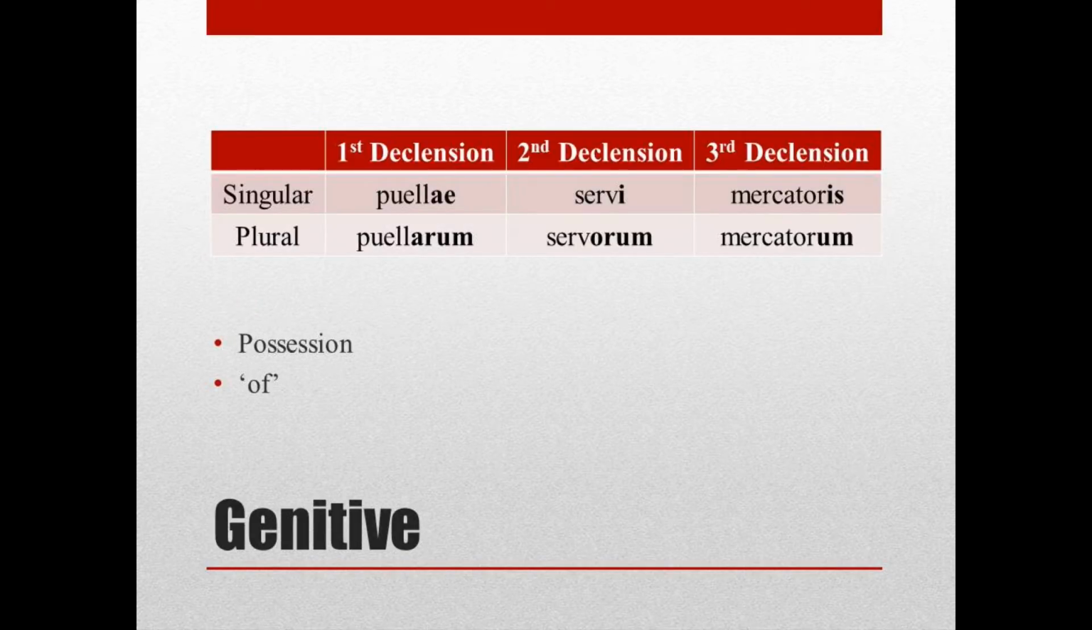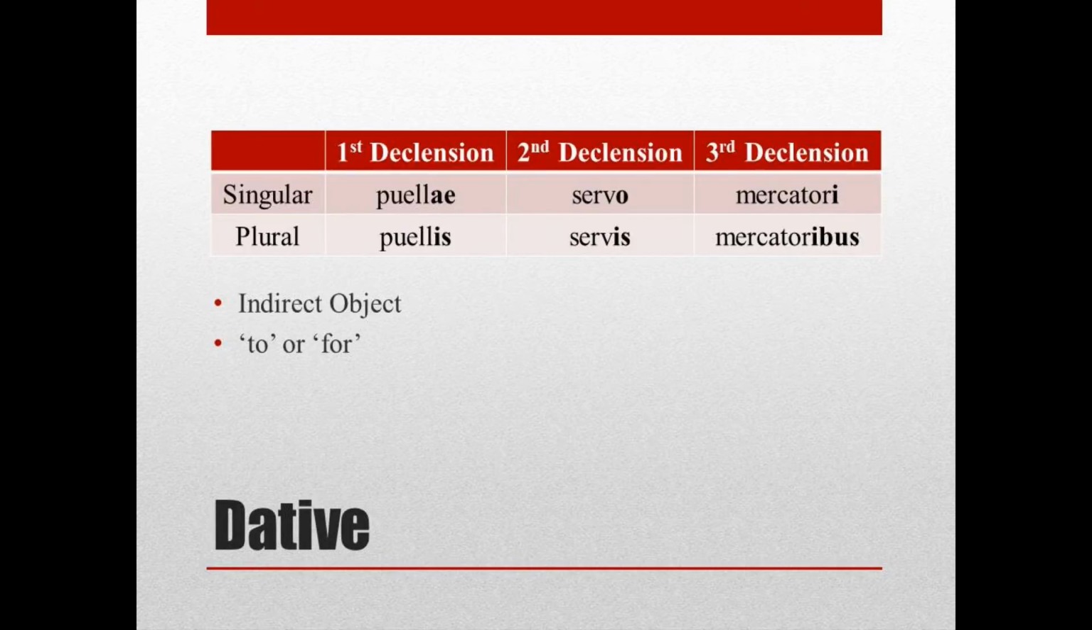The genitive. This case is used to denote possession, and it means of or apostrophe s. So in the first declension singular, it ends in AE, and in the plural, arum. In the second declension, the singular form ends in an I, and the plural ends in orum. And in the third declension, the singular form ends in IS, and the plural in um.